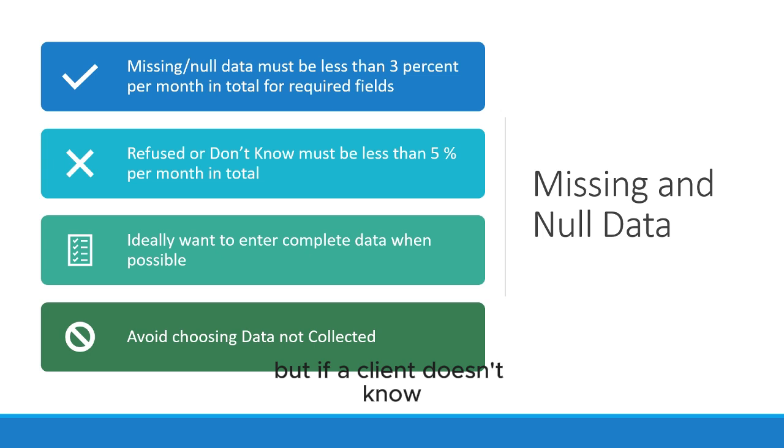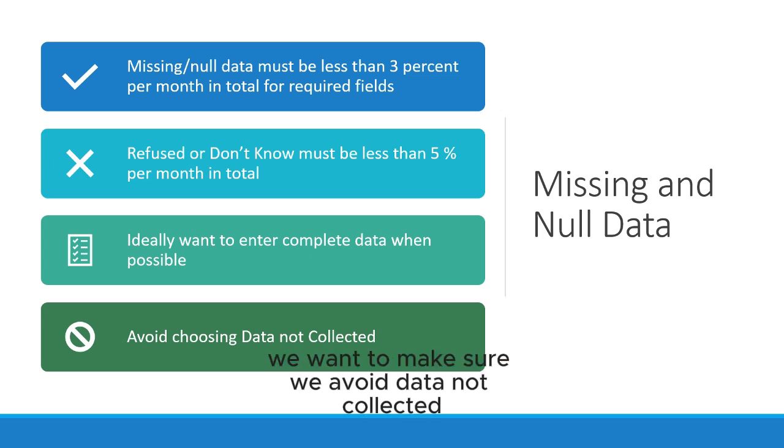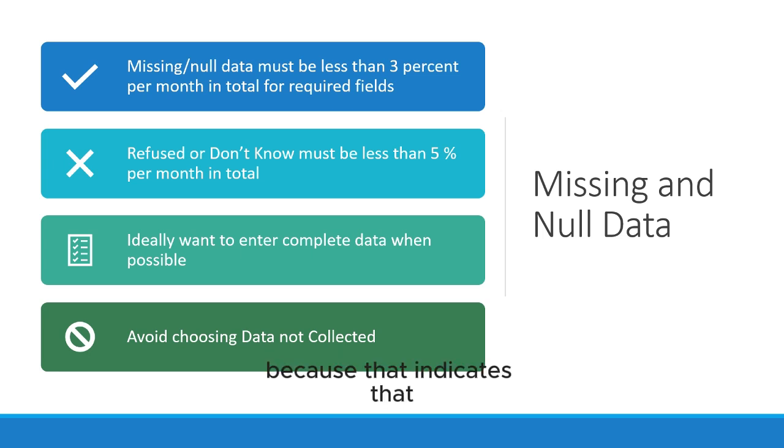And whenever possible, of course, we want to enter full data and choose full data from that drop-down. But if a client doesn't know or refuses to answer a question, we would choose one of those. We want to make sure we avoid data not collected because that indicates that the question was not asked at all.